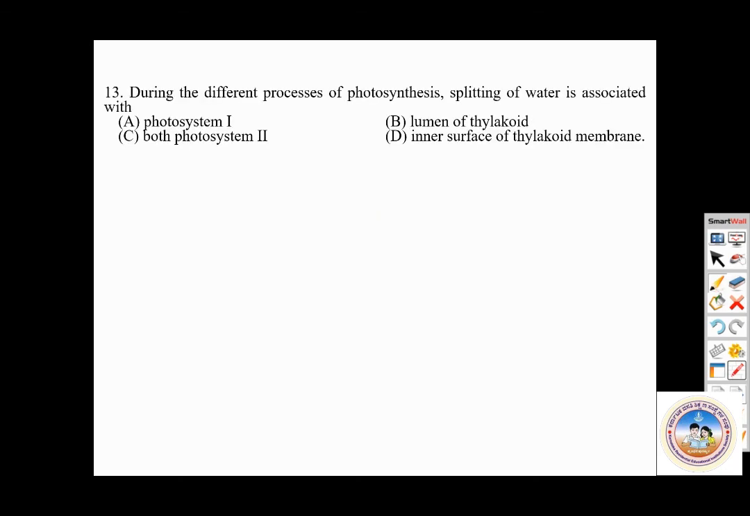During the different processes of photosynthesis, the splitting of water is usually associated with the inner surface of the thylakoid membrane.